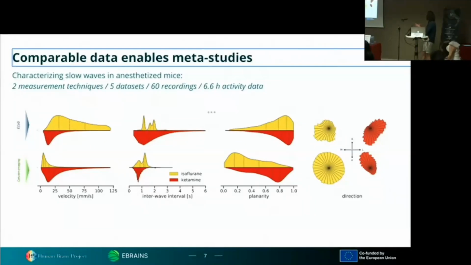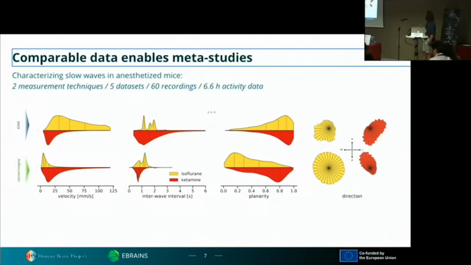So here we pooled all this data together and grouped it with respect to the measurement technique and the anesthetic that is used for the anesthetized mice. Something which is quite obvious is the planarity, which measures how straight the wavefronts are which propagate over the cortex. Due to the higher spatial resolution of the calcium imaging, we are able to detect more complex wave patterns, and therefore these are less planar than for the ECoG data. This is more obvious also when you look at data sets using isoflurane, because isoflurane is known to induce waves which are a bit more chaotic, which becomes very apparent here.